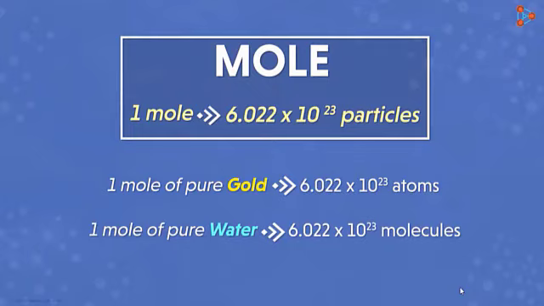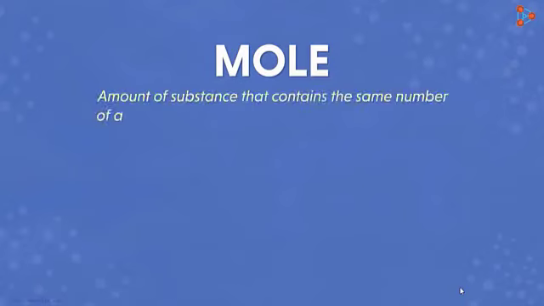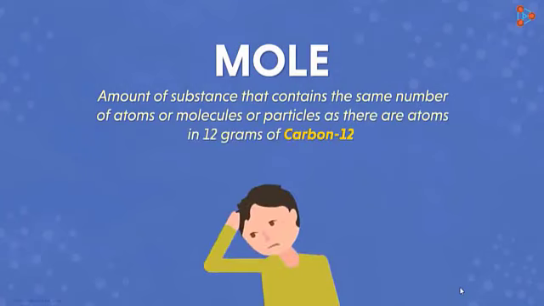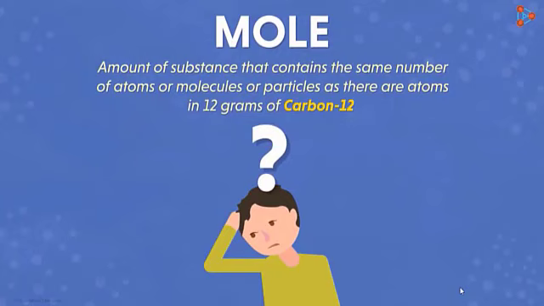But what is the scientific definition of a mole? Scientifically, 1 mole is defined as the amount of substance that contains the same number of atoms, molecules or particles as there are atoms in 12 grams of carbon-12. Yes, even I didn't understand it when we read it for the first time. Let me break it down for you.